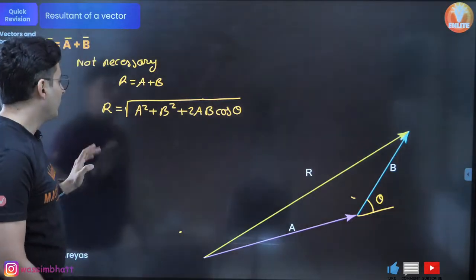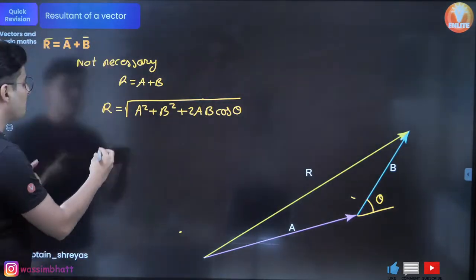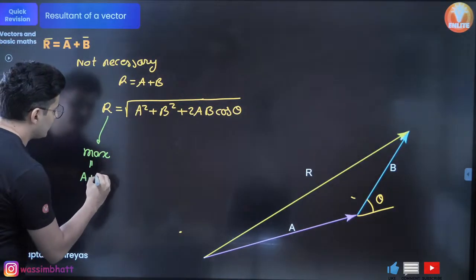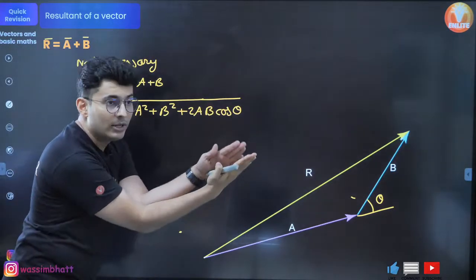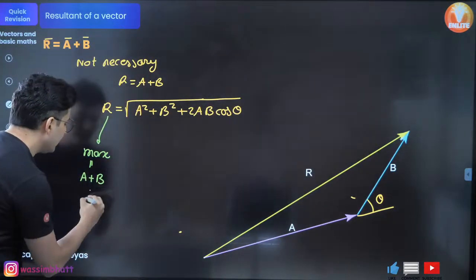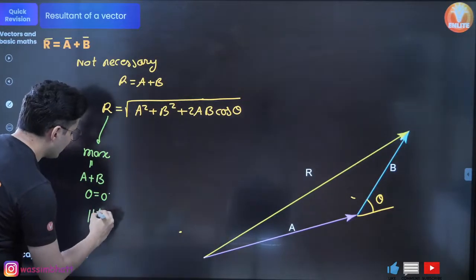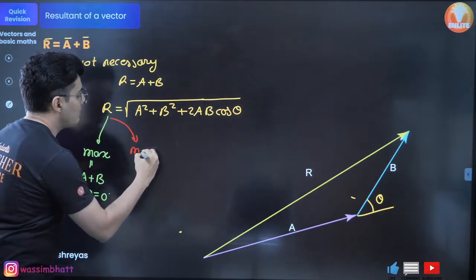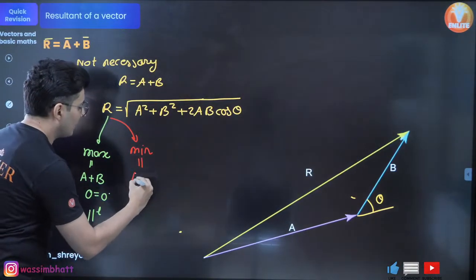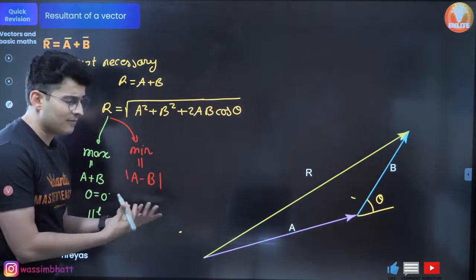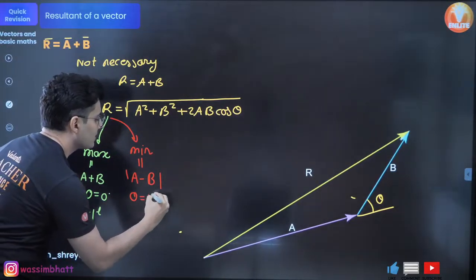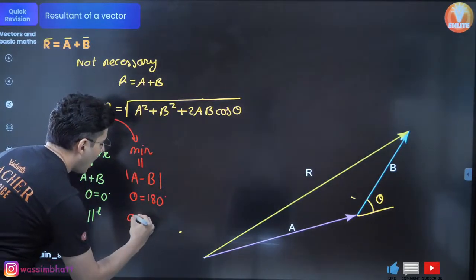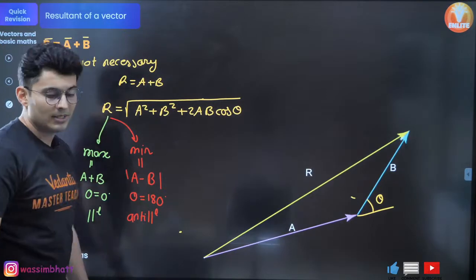Okay, now moving on. When will this have maximum value? The max value will be a plus b, and that will happen when the angle between the two vectors, theta, is 0 degrees, basically they are parallel. That's when it is maximum. And the minimum value will be nothing but modulus of a minus b, whichever is bigger first, and that will happen when theta is 180 degrees, basically they are opposite, that means they are anti-parallel. Keep this in mind.